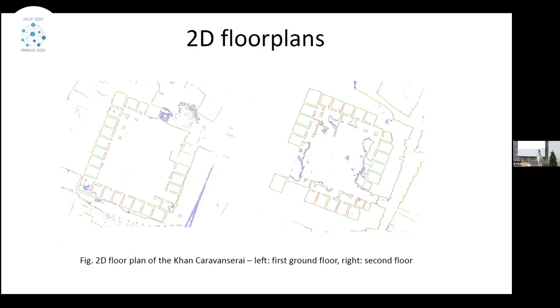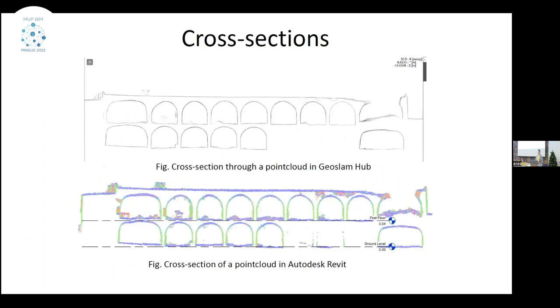So here we prepared a Revit file where we created two simple sections and two floor plans of the so-called chambers of the caravanserai. Here we can see different outputs. It's the same point cloud, but in different software products. The first one is from GeoSLAM, the manufacturer of the handheld scanner, and the second cross section is the same point cloud in Autodesk Revit. We can see that the first one seems a bit better to work with.